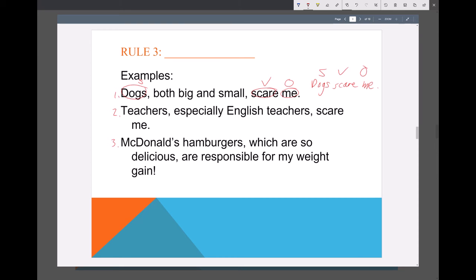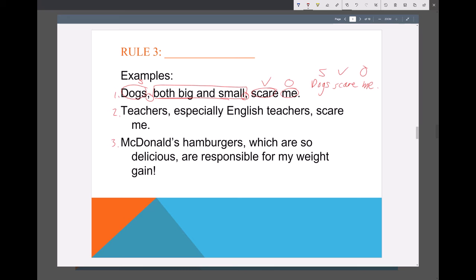But what kind of dogs? Oh, here we have more information. It talks about both big and small dogs. So it can be a big dog that scares me or a small dog that scares you. But the full sentence reads dogs, comma, both big and small, comma, scare me. So that might give you a clue, you see? There's a group of words that is interrupting the sentence and adding more information here.